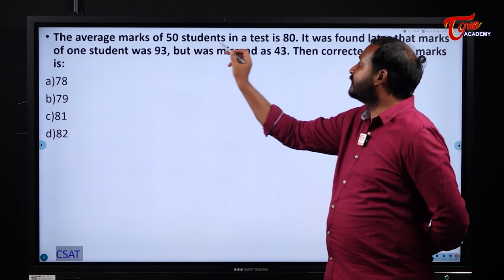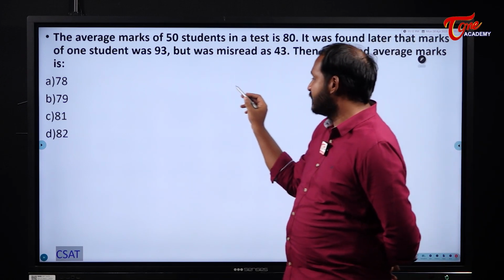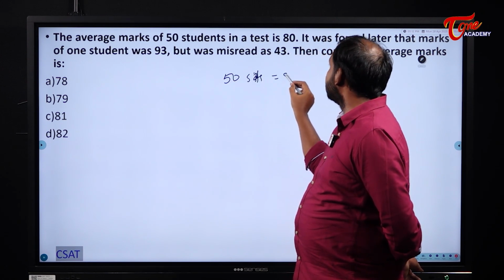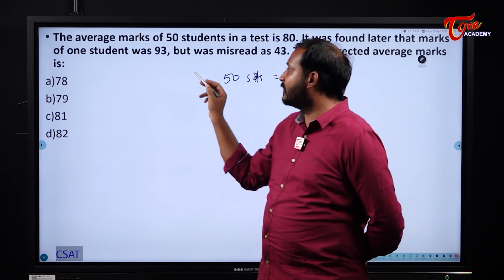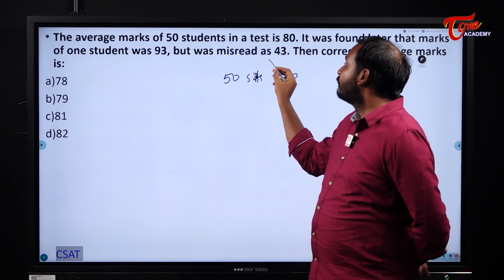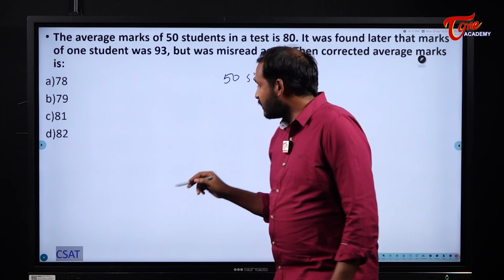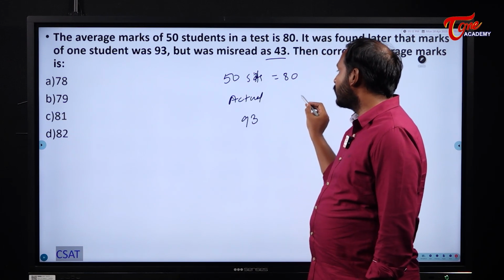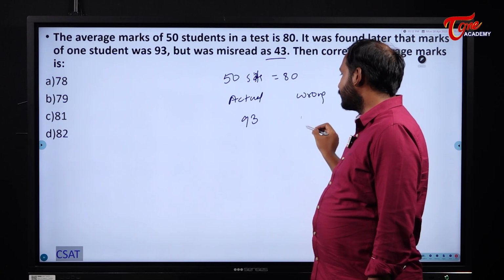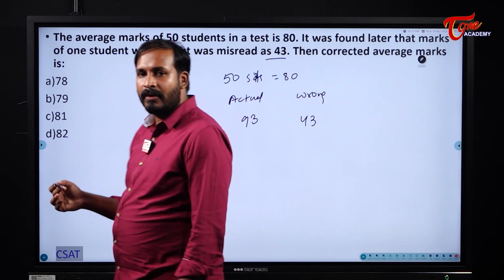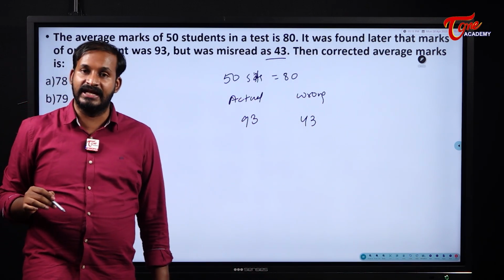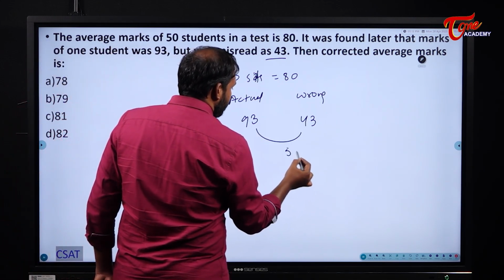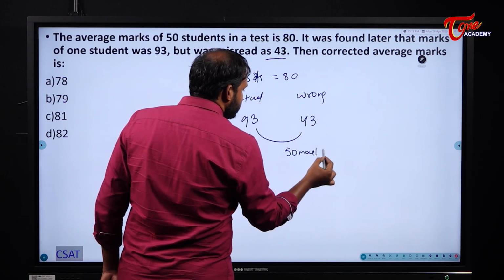The average marks of 50 students in a test is 80. Okay, 50 students, average is 80. It was found that the marks of one student was 93 but was misread as 43. Now tell me, what is the actual one? 93. What is the wrong one? 43. Now tell me whether they added more marks or less marks than the actual one. They added less marks than the actual one. How much less? 50 marks. That means they added 50 marks lesser.